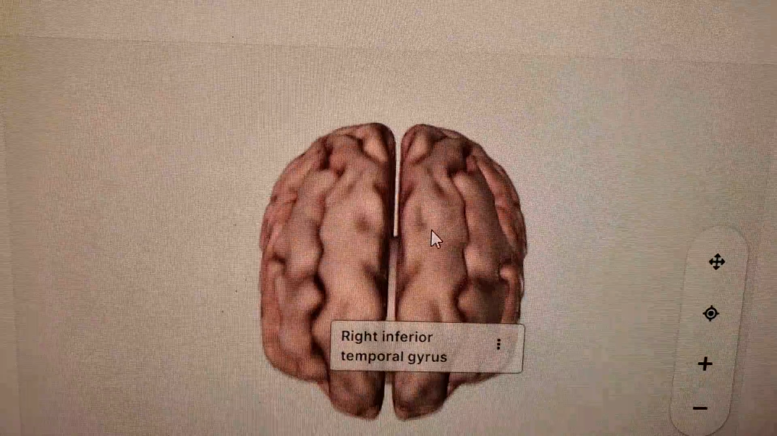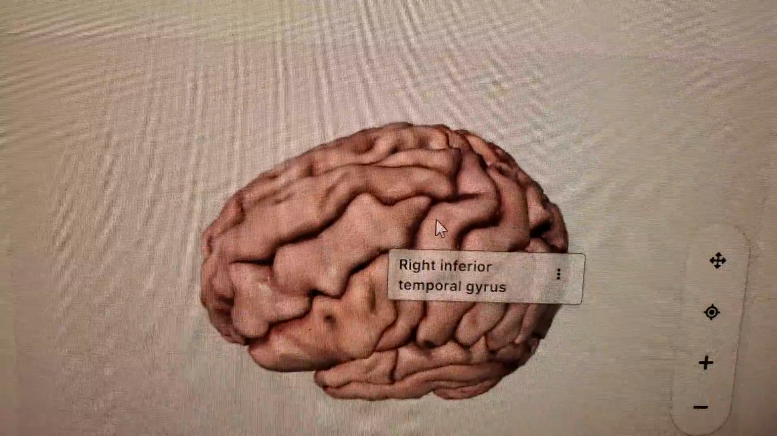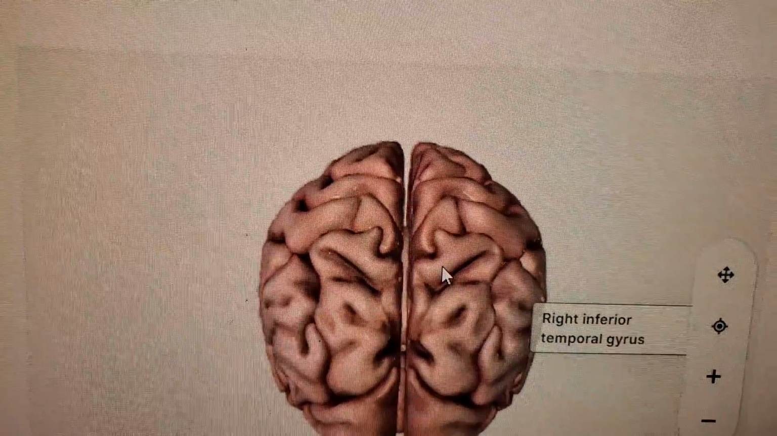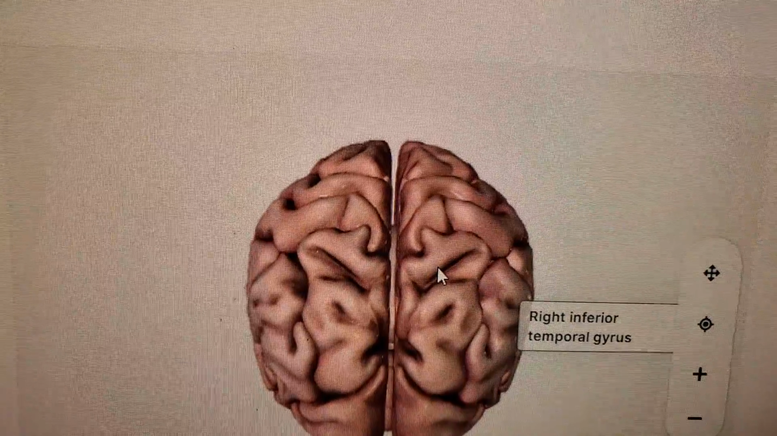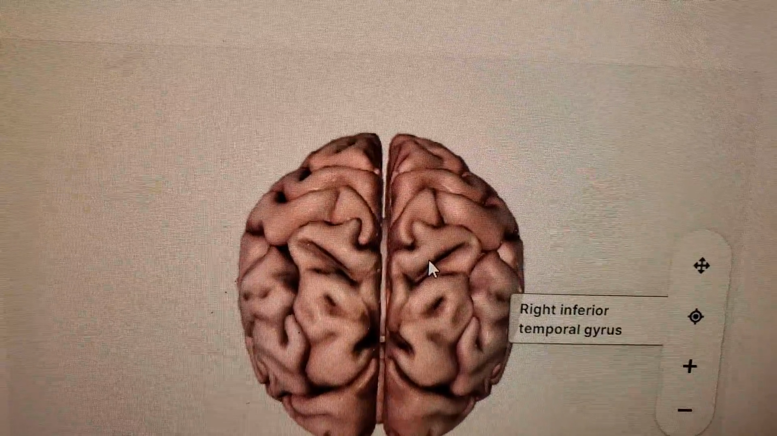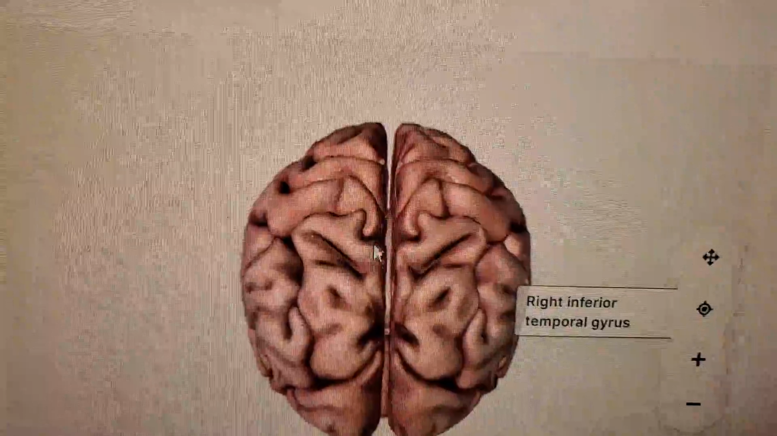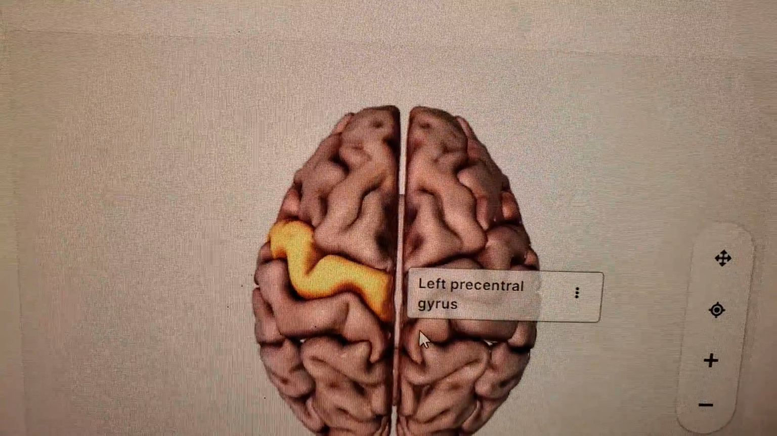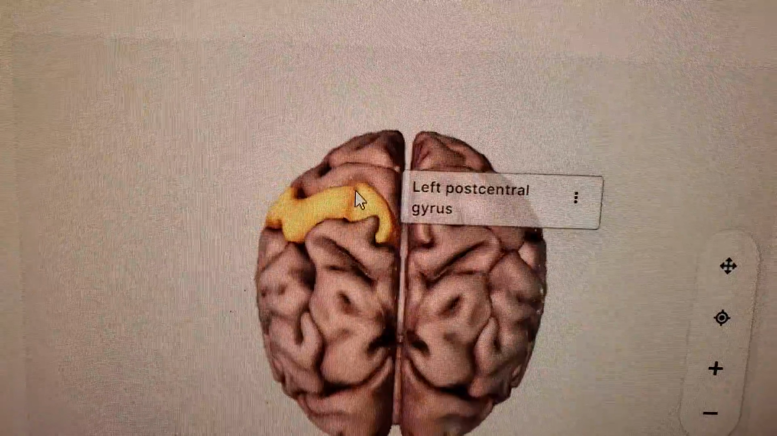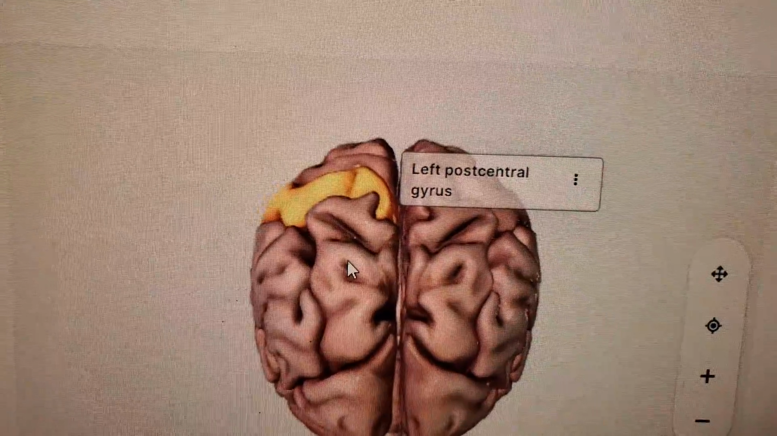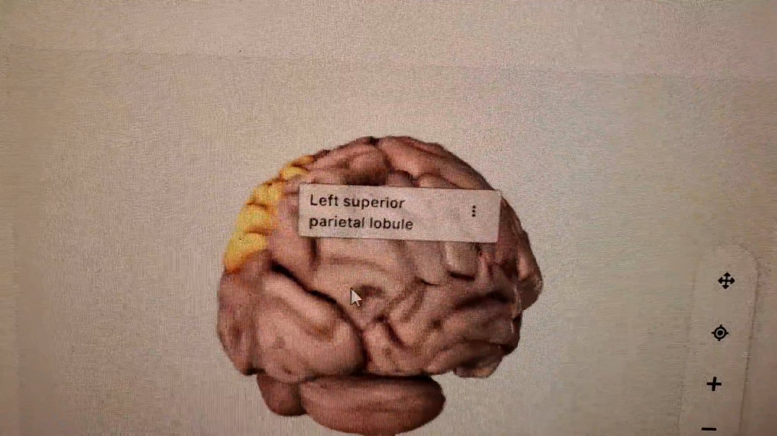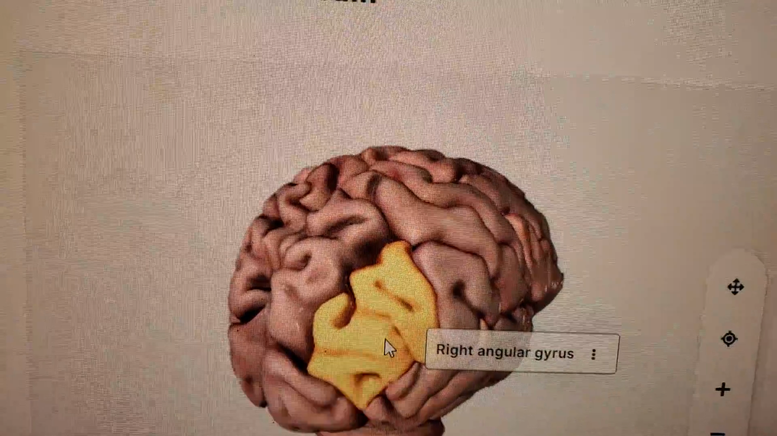Parietal lobes is more of a toughie. The parietal lobes consist of the postcentral gyrus, the posterior paracentral lobe, superior parietal lobe, supramarginal gyrus, and the angular gyrus. So it would be the precentral, postcentral, the left and right superior lobe, the angular gyrus.